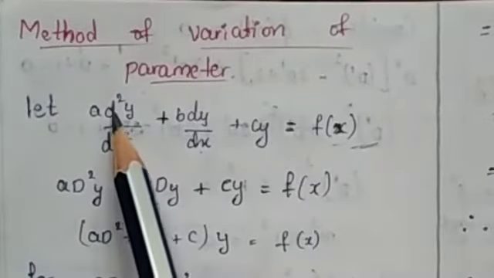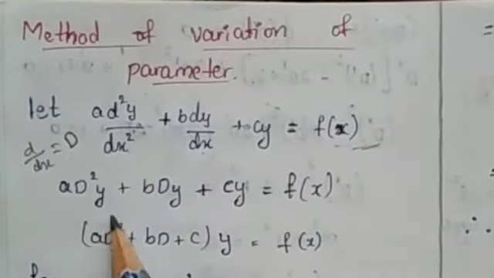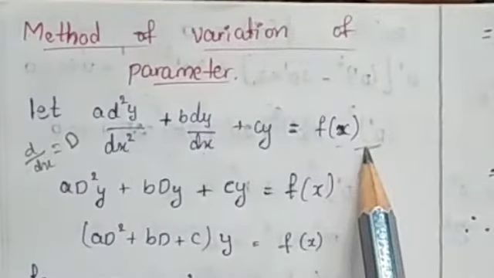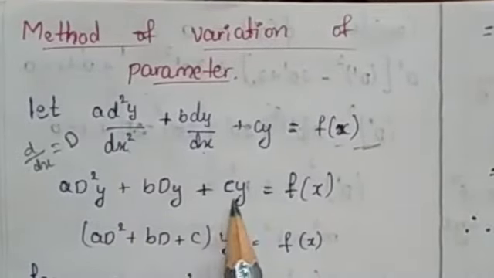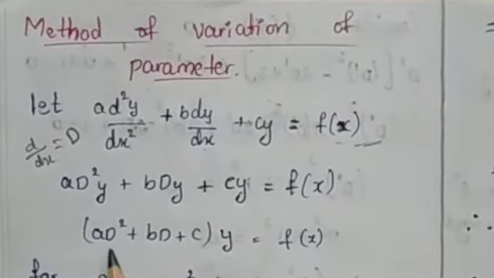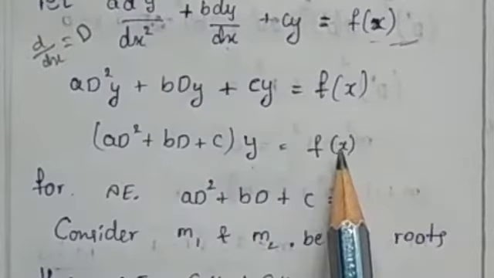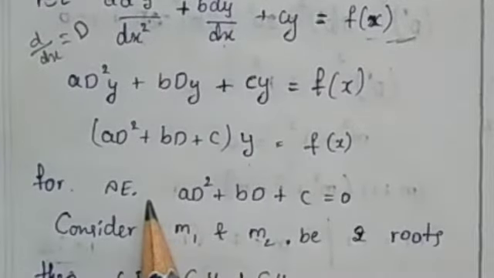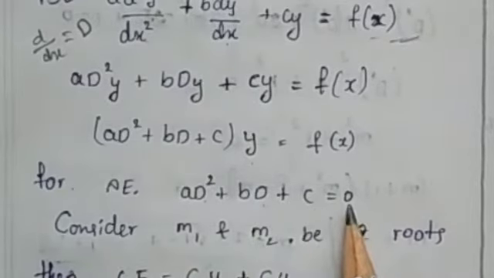Then you put d by dx equal to capital D. Then you get the differential equation as a d square y plus b dy plus cy which is equal to f of x. Taking y as a common factor, you get a d square plus bd plus c into y which is equal to f of x. For the auxiliary equation, a d square plus bd plus c equals 0.